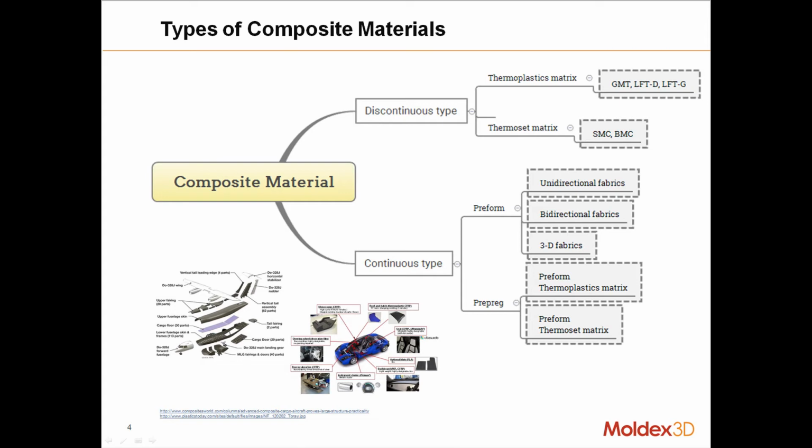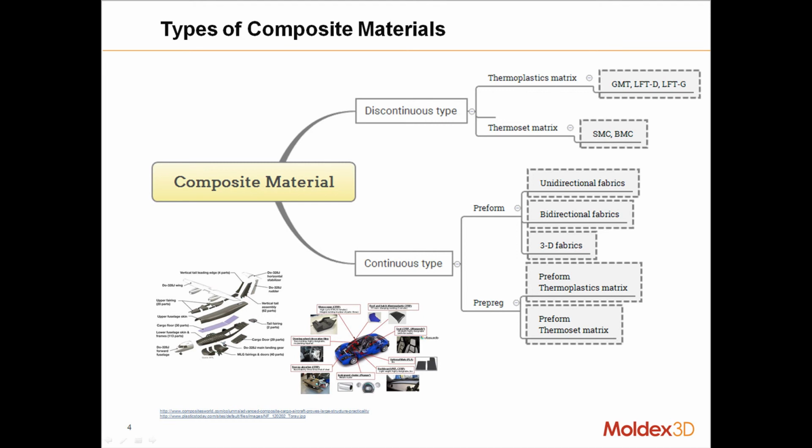When it comes to discontinuous composite materials, you again have thermoplastic matrices such as your GMTs, your LFTs, or discontinuous LFTs. And then when it comes to the thermoset matrix, then you're talking about your SMCs, sheet or bulk molding compounds. All of these are the discontinuous type.